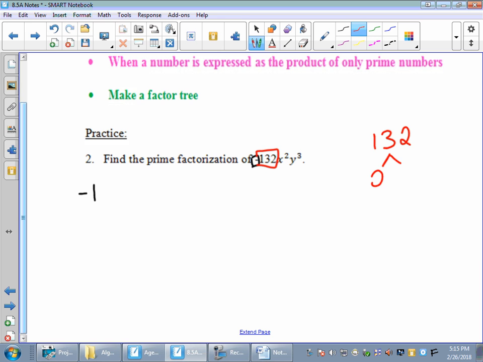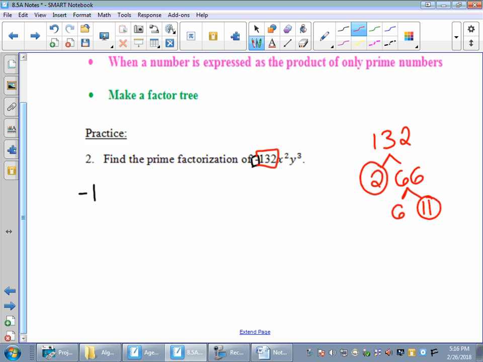I see it's an even number, so I'm going to start with 2. I know 132 is 2 times 66. I also know 2 happens to be a prime number, so I'm going to go ahead and circle it. Then I will look at 66 and say, okay, two numbers that multiply to get me 66. Easy. 6 times 11. Well, I know 11 is a prime number. I'll go ahead and circle him.